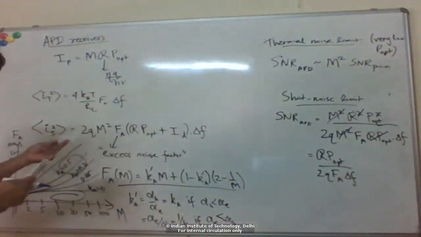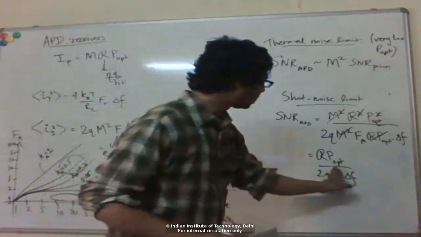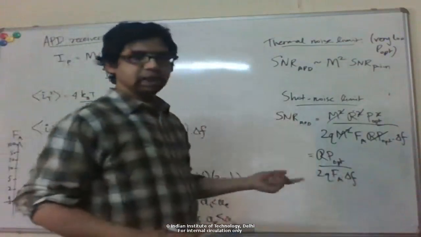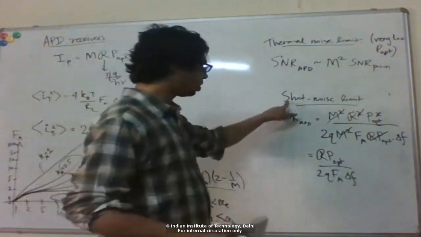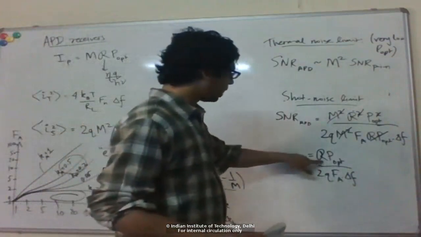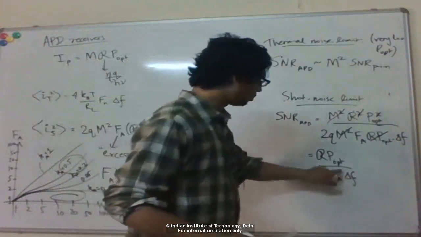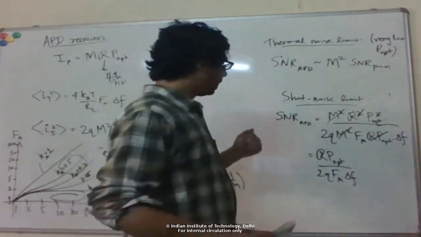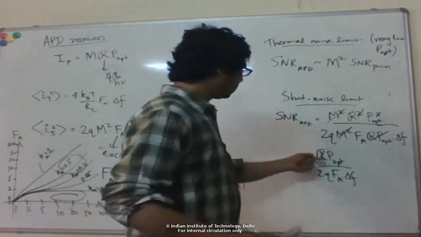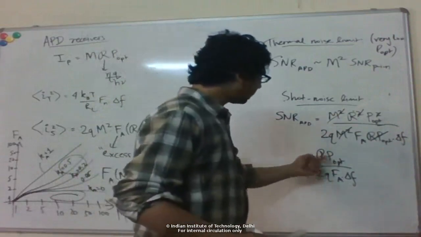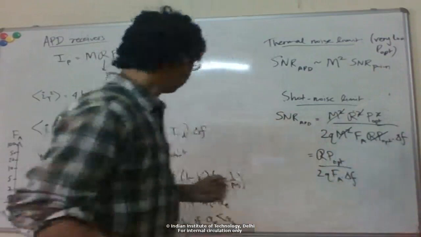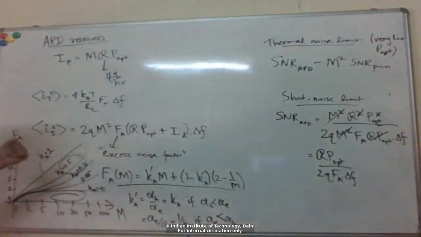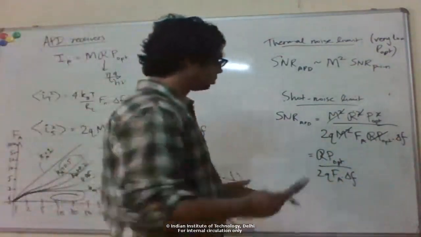So for the PIN photodiode, this factor of Fa was not there, right? If you look at the SNR for the PIN photodiode in the shot noise limit, we got Rp divided by 2q delta F. We didn't have this Fa. So now we can see that with the APD, the SNR in the shot noise limit is actually worse by a factor of Fa, right? Which typically can be, let's say, around 10, right?